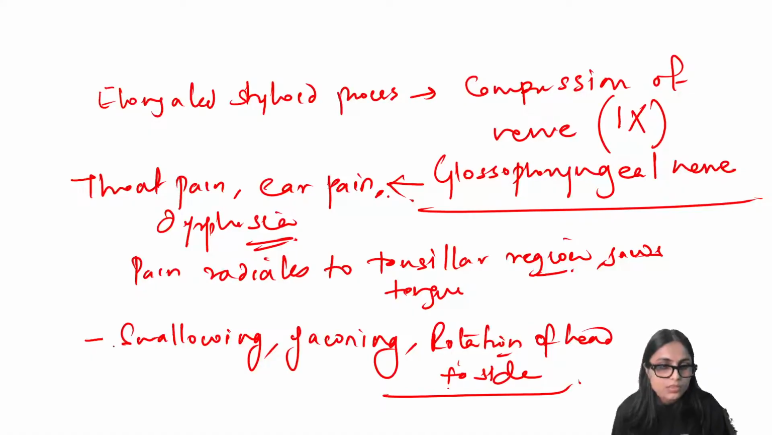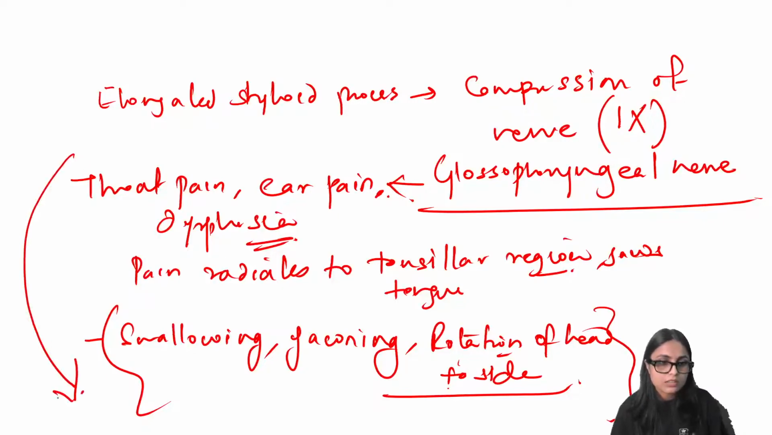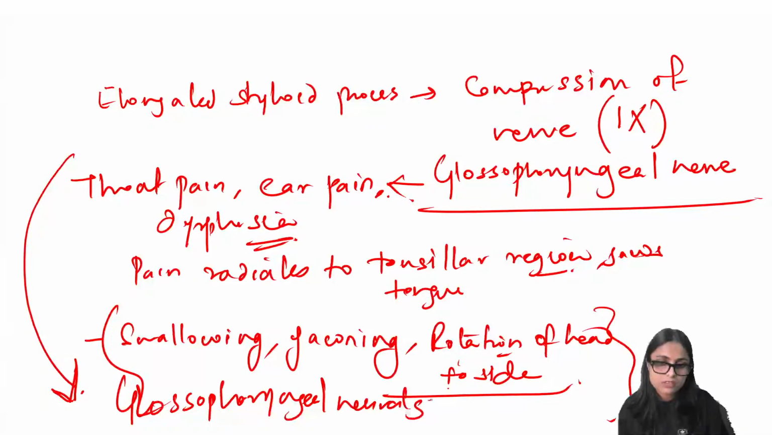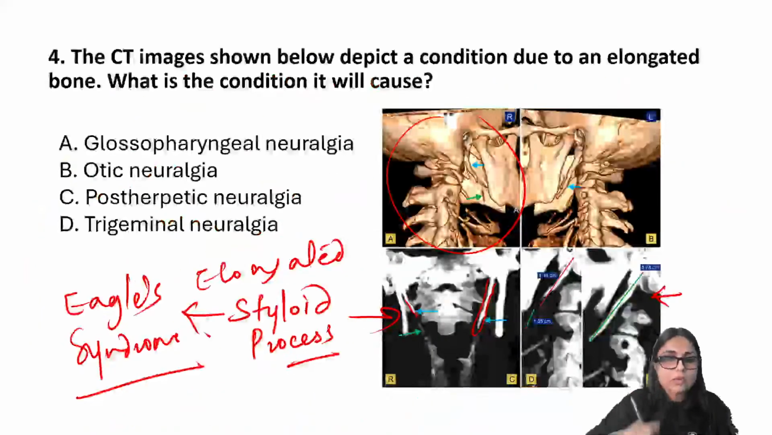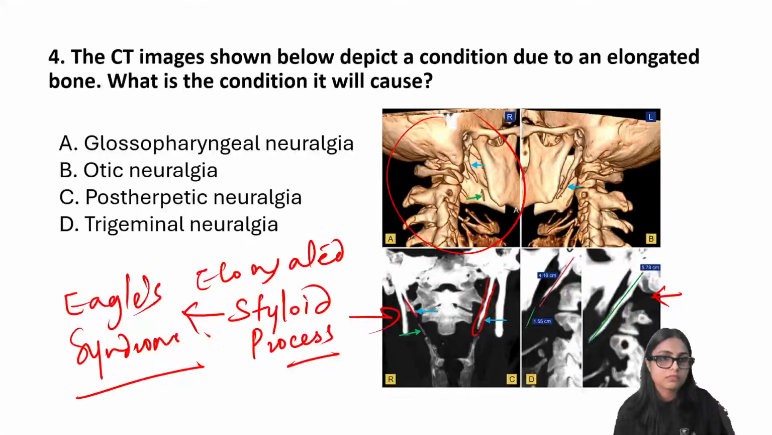Okay. Now, all these activities lead to worsening of pain, and this compression of the glossopharyngeal nerve will mimic which neuralgia? Glossopharyngeal neuralgia. Correct? Whatever pain occurs in this condition mimics the pain that is there in glossopharyngeal neuralgia. So, our answer for this question is option number A. Option number A, glossopharyngeal neuralgia.